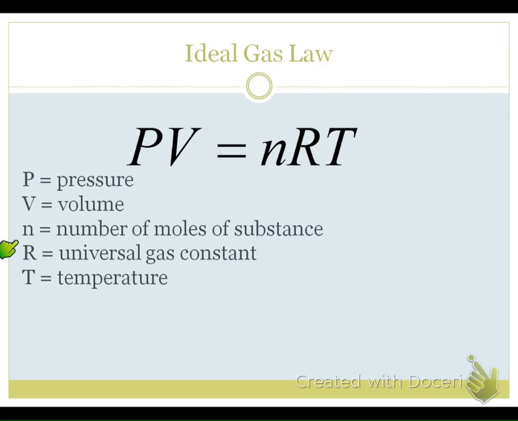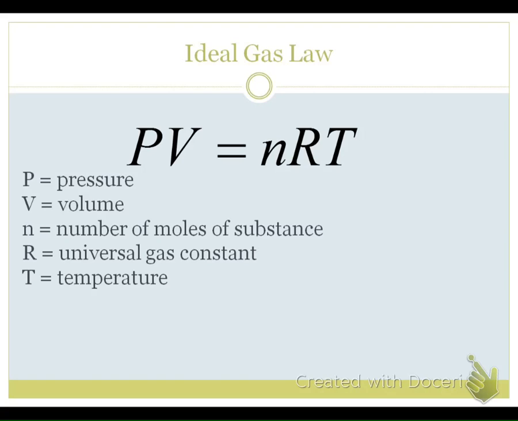Our new ones right here: n is going to be the number of moles of a substance. So n is going to be in moles. That will be its unit. R is what we call the universal gas constant, and that's a given value that you'll always have. The universal gas constant never changes dependent upon the particular gas itself. There's not a different gas constant for oxygen and hydrogen. It's the same no matter what type of gas you're looking at.